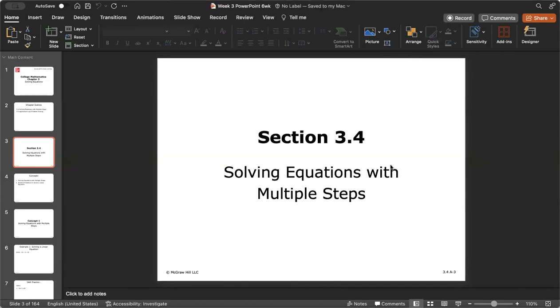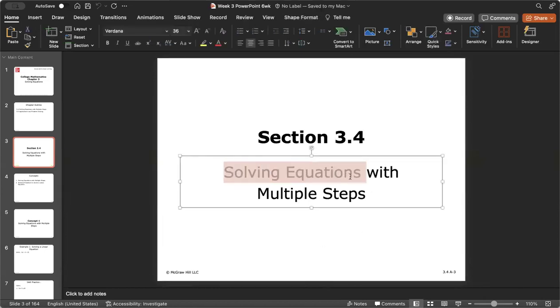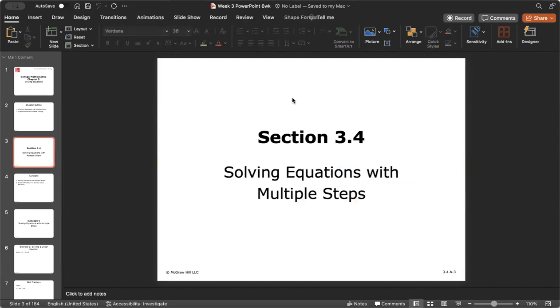And this week we're extending our work from last week on solving equations. The title here is solving equations with multiple steps. Last week, just a quick refresher, you dealt with equations where you were learning the properties of equality: the addition property, the subtraction, the multiplication, and division, and where you had what we call one-step equations. So now we're just going to put it all together.